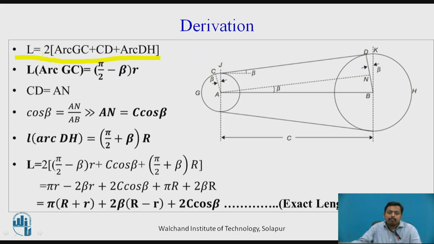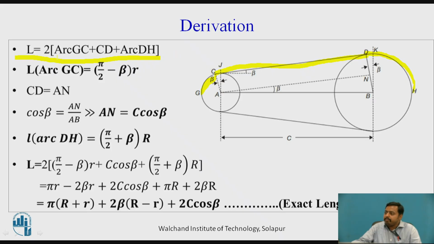Now the length of the belt can be calculated as the length of arc GC plus this center distance CD plus DH, the length of the arc DH. That means the addition of arc GC plus CD plus arc DH. As this is symmetrical, we can multiply it by 2. So the total length of the belt that is required is twice arc GC plus CD plus arc DH.